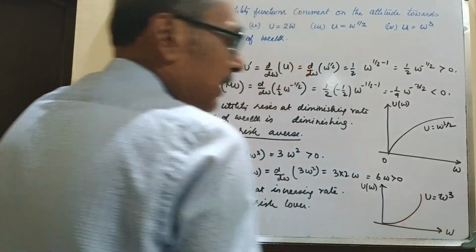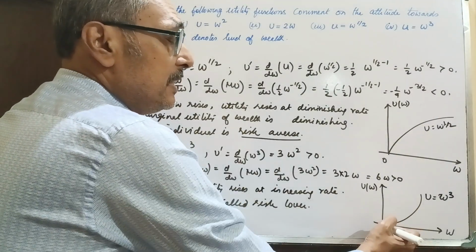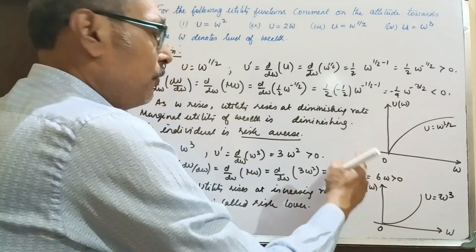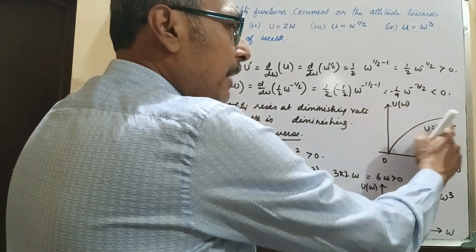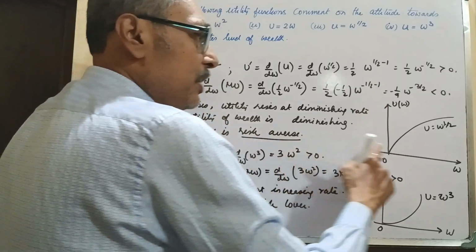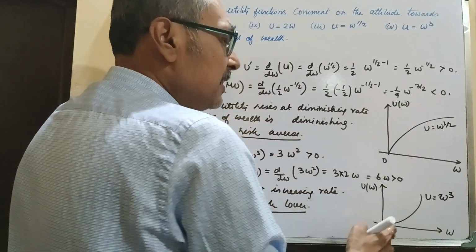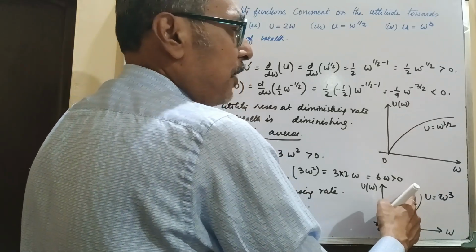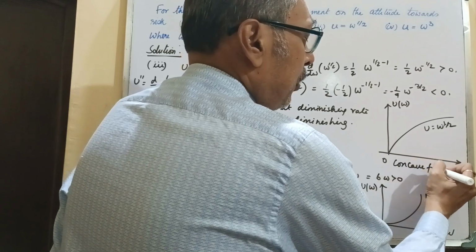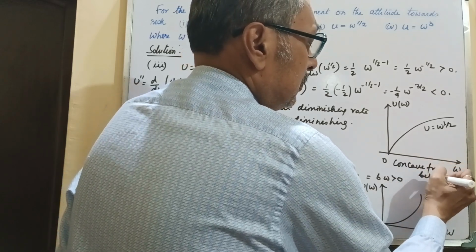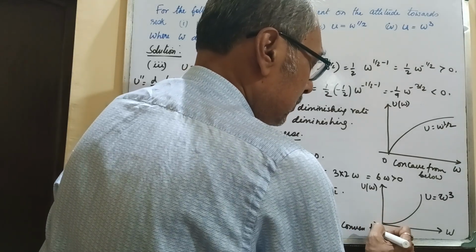For the risk averse, the utility curve is concave from below. For the risk lover, the utility curve is convex from below. This is concave from below and this is convex from below.